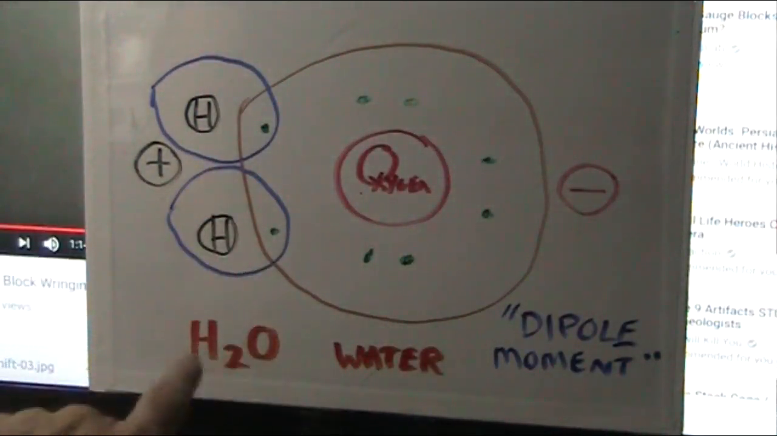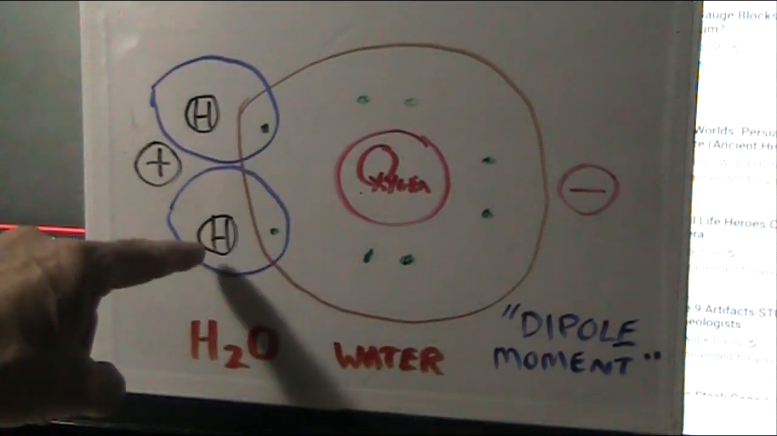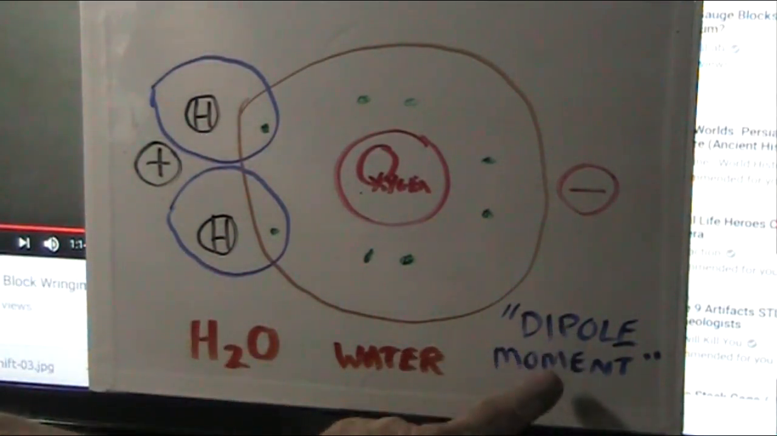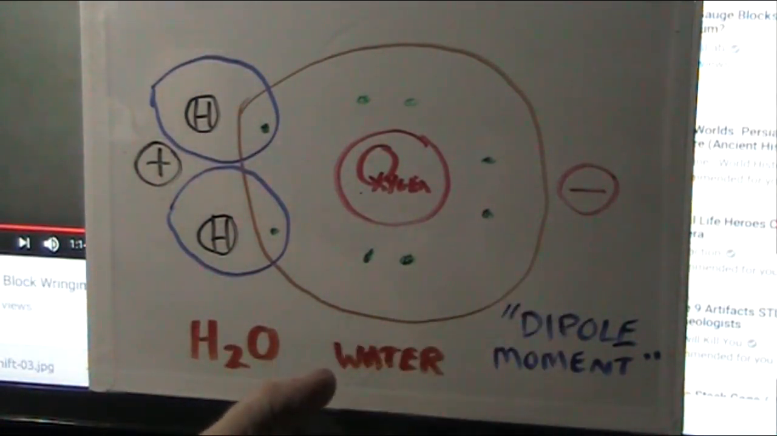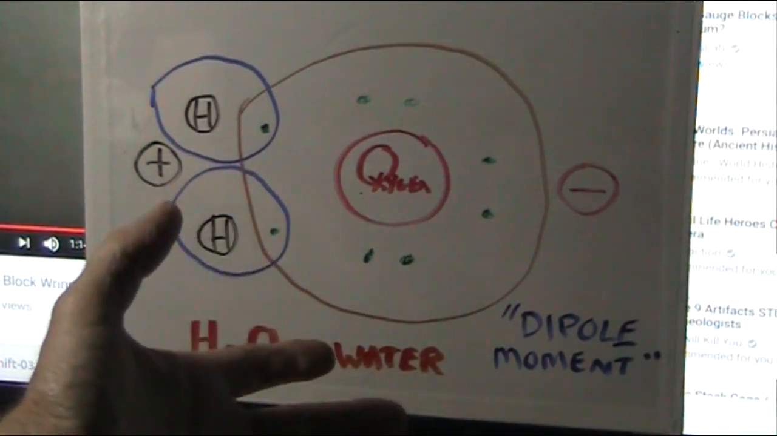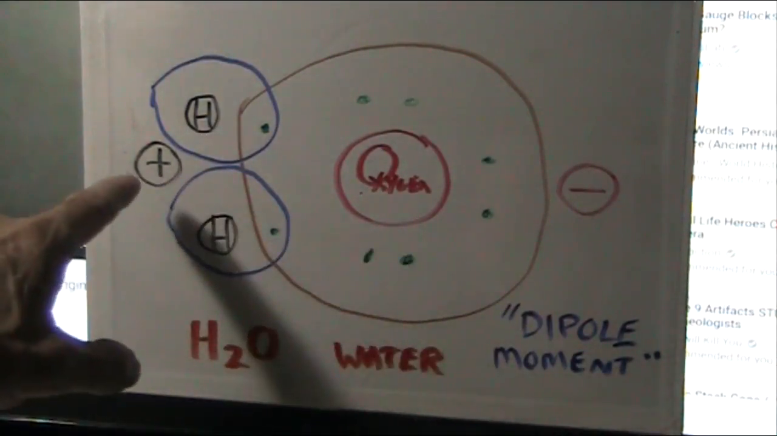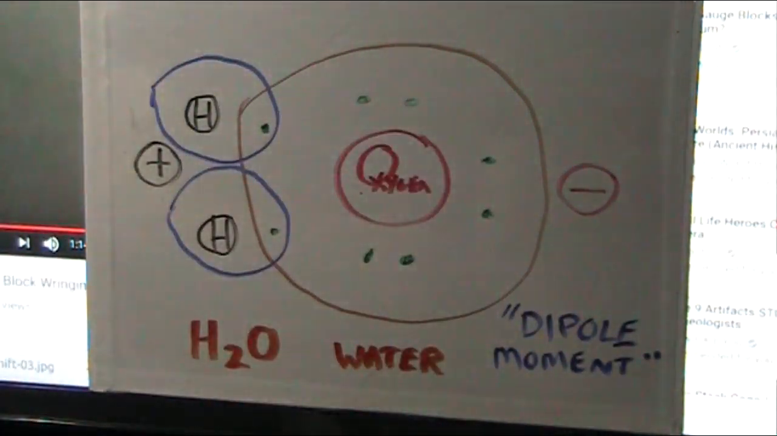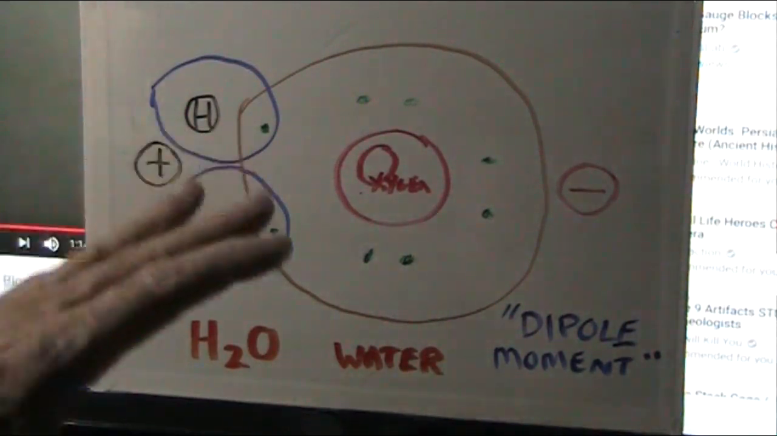This is water, H2O, the two H's, O is the oxygen. Now, there's something that's called a dipole moment. And what's a dipole? A dipole just means you have, like a bar magnet, a negative side and a positive side. And you say, why is this negative and positive? Well, here's the deal.